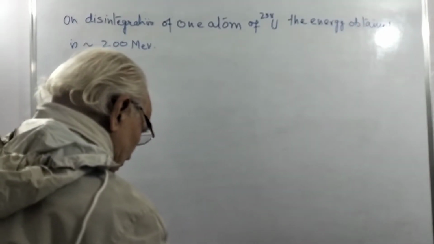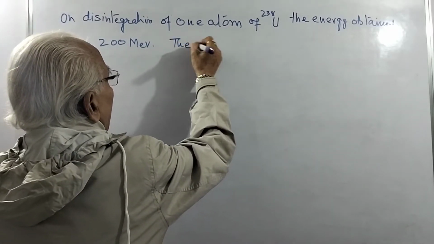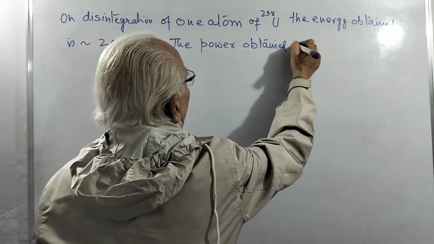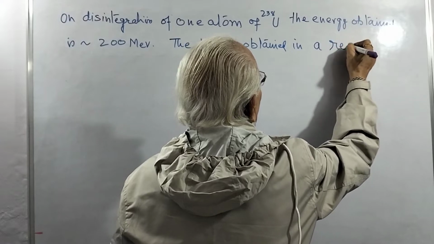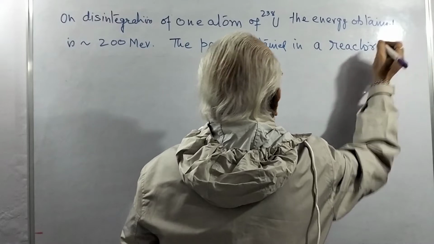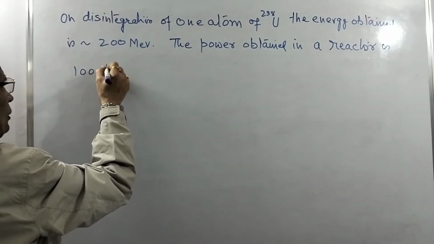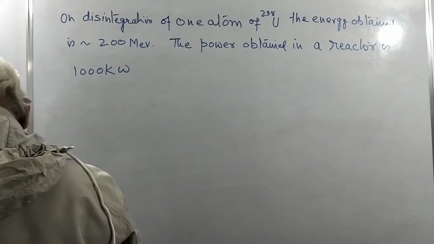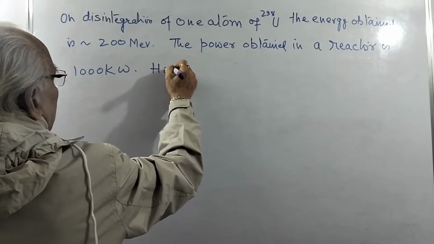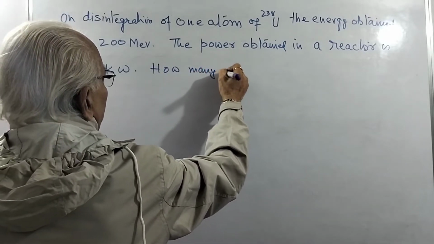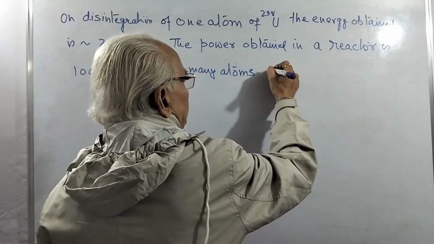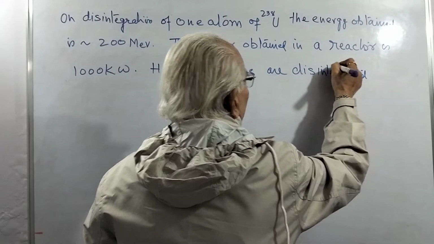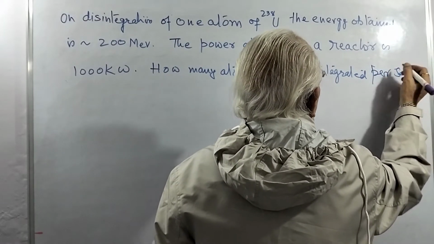The power obtained in a reactor is about 1000 kilowatt. How many atoms are disintegrated per second? So per second, that is how many atoms converted into energy.